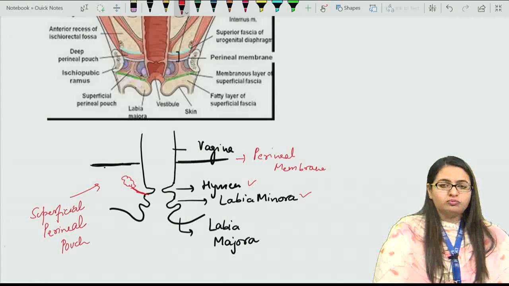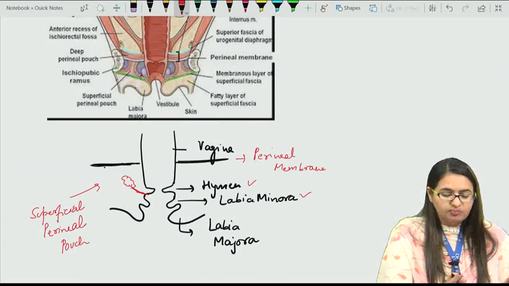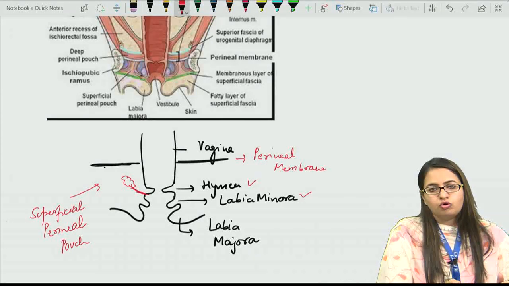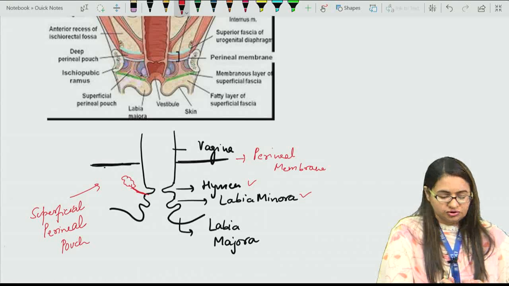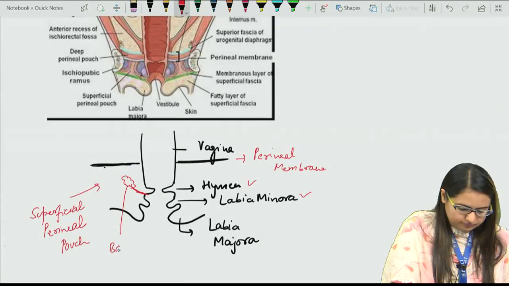Now how is it different from the bulbourethral gland in the males? The bulbourethral glands are present in the deep perineal pouch in the males, and their ducts are longer. The ducts open towards the superficial perineal pouch. This is the Bartholin gland.